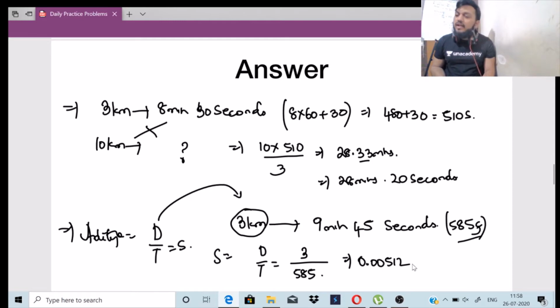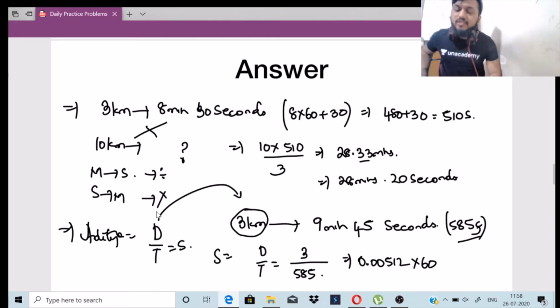So you'll get the answer as 0.00512. Now multiply by 60, because this is in seconds. If you have something in minutes, you have to convert it into seconds. From minutes to seconds, you do the division. From seconds to minutes you use multiplication.